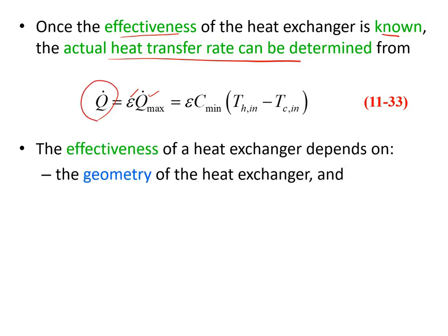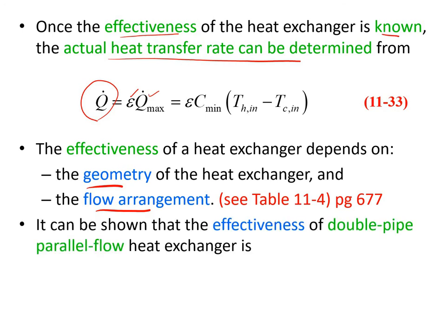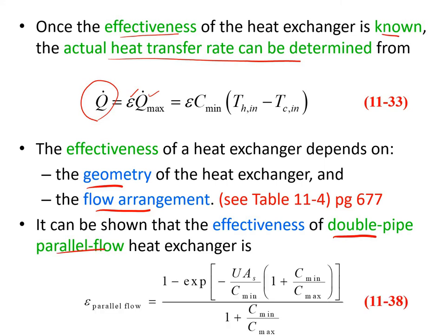Basically the effectiveness of a heat exchanger depends on the geometry of the heat exchanger and also the flow arrangement. This one, if I'm not mistaken, you already learned inside chapter 3. It can be shown that the effectiveness of a double pipe heat exchanger for parallel flow is given by the equation in 11.38.